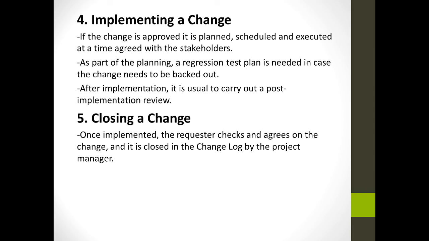Fourth is implementing a change. If the change is approved, it is planned, scheduled, and executed at a time agreed with the stakeholders. As a part of the planning, a regression test plan is needed in case the change needs to be backed out. After implementation, it is usual to carry out a post-implementation review.